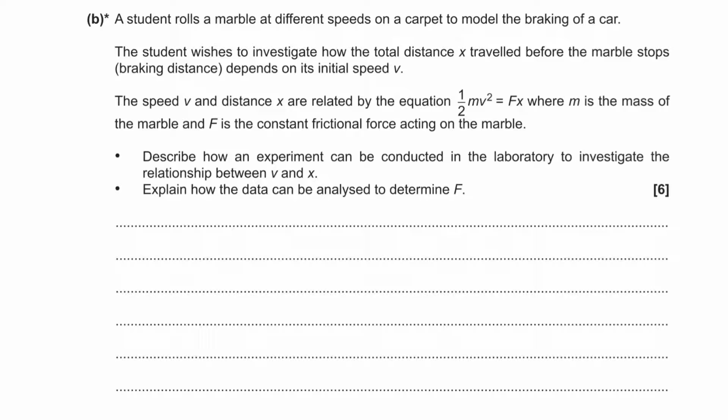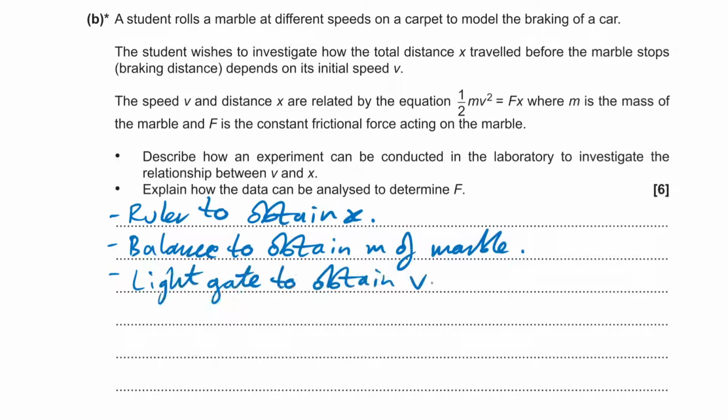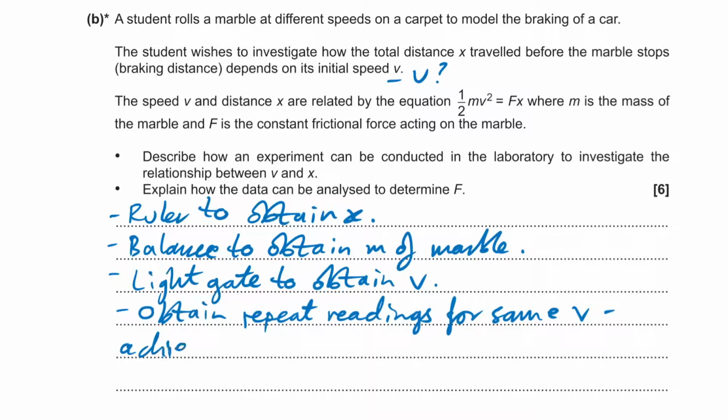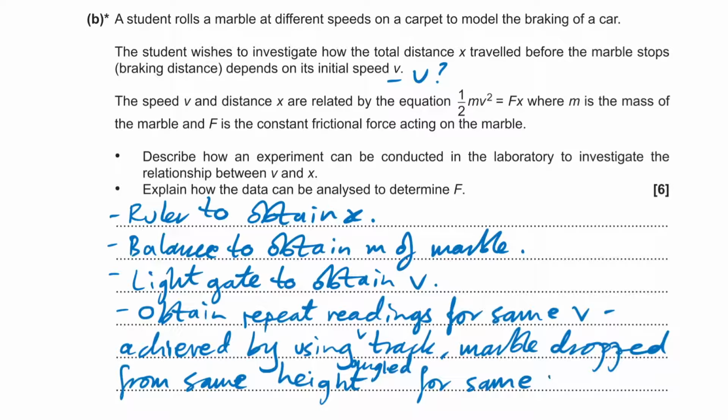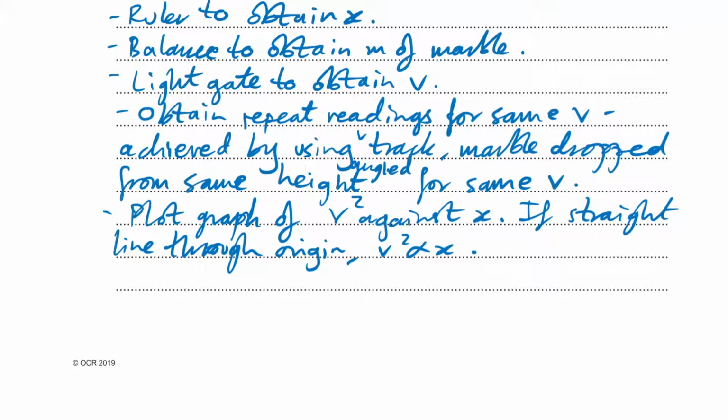I hate these kinds of questions. This is so wishy-washy. But we can say we can use a ruler to obtain distance x. We can use a balance to obtain the mass of the marble. We can use a light gate to obtain velocity. They really should have called it u, right? But whatever. We can obtain repeat readings for the same V, and this can be achieved by using an angled track. The marble can be dropped from the same height to get the same velocity. What we can do is plot a graph of v squared against x. If it's a straight line through the origin, v squared is proportional to x.